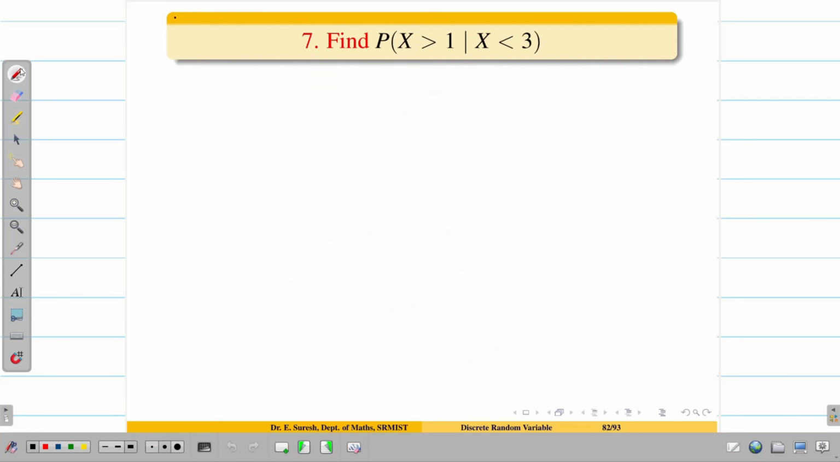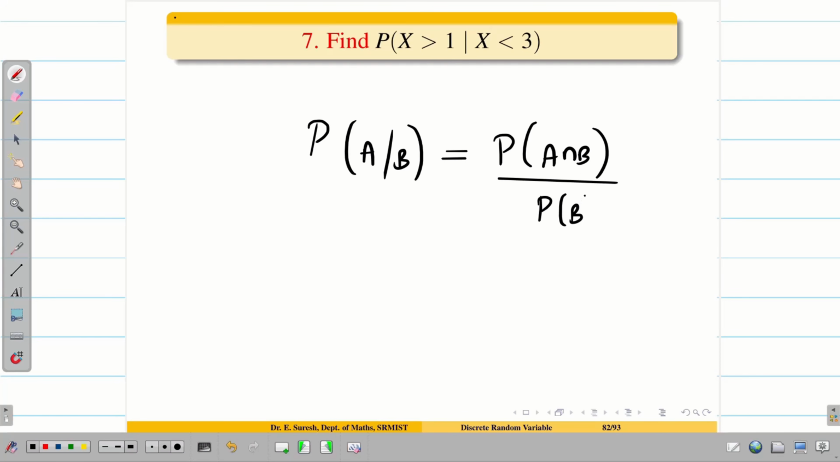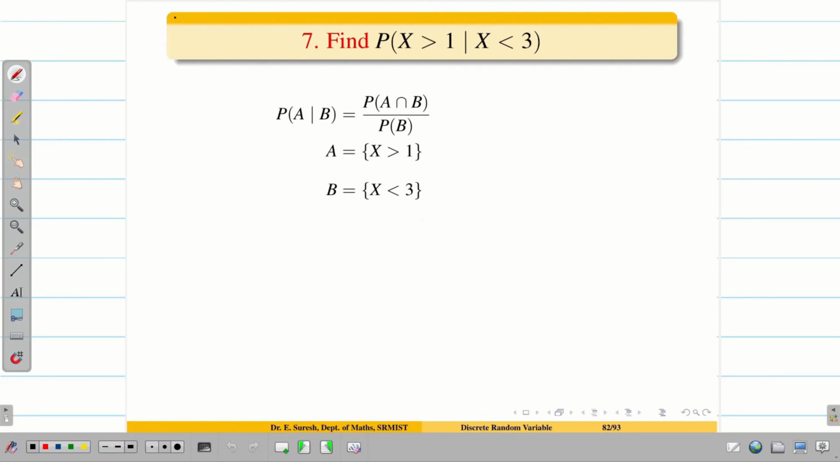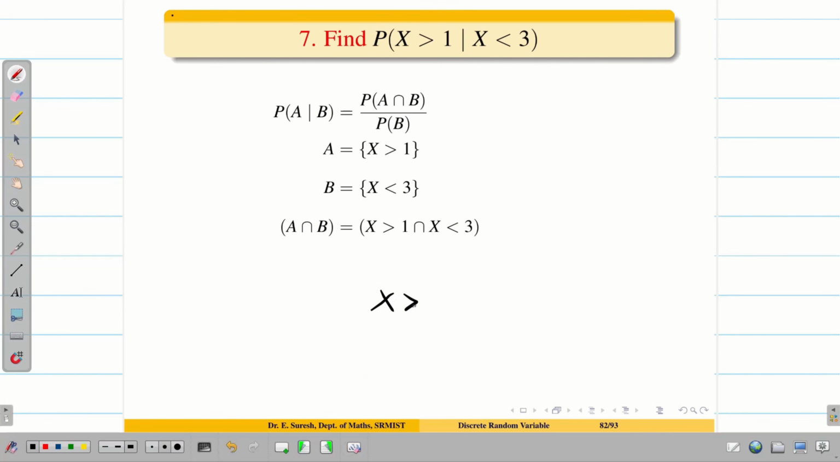Next, we have to deal with conditional probability. I have clearly mentioned that probability of A given B is equal to probability of A intersection B divided by probability of B. Probability of A given B means the probability of A occurring provided B has already occurred. So now just write the formula and then write the corresponding A and B. A is x greater than 1 and B is x less than 3, and A intersection B is x greater than 1 intersection x less than 3.